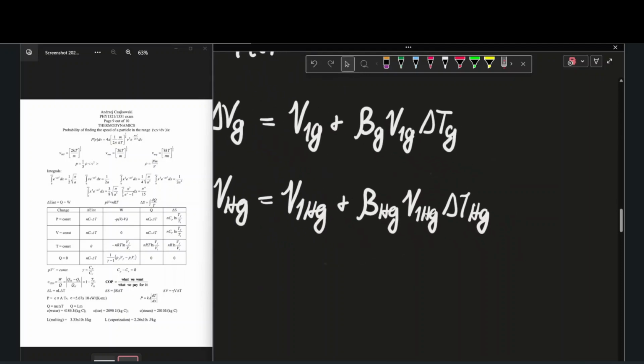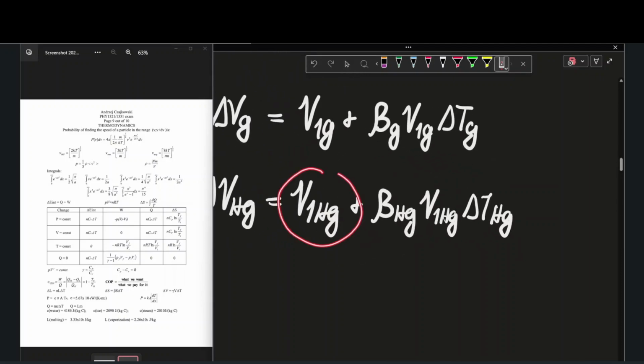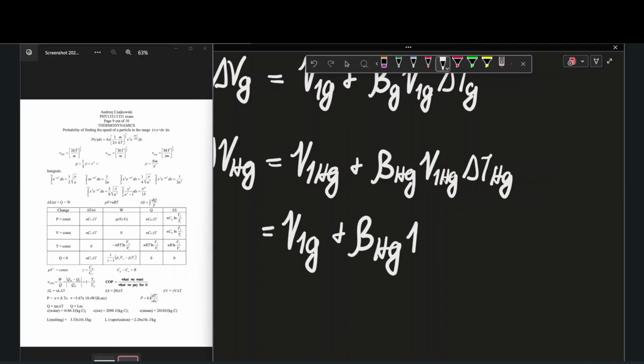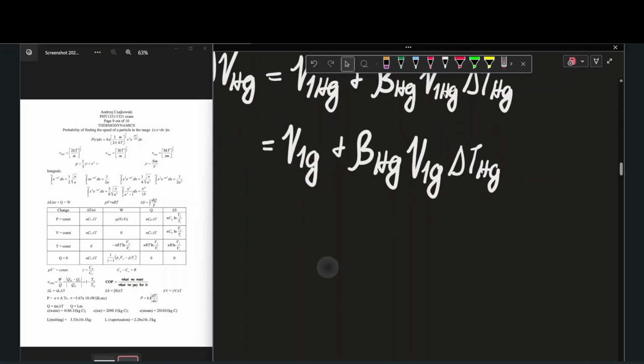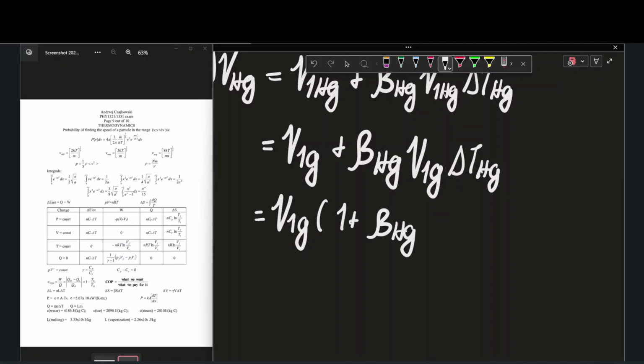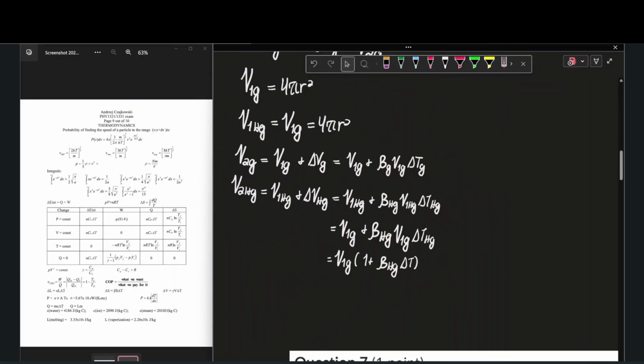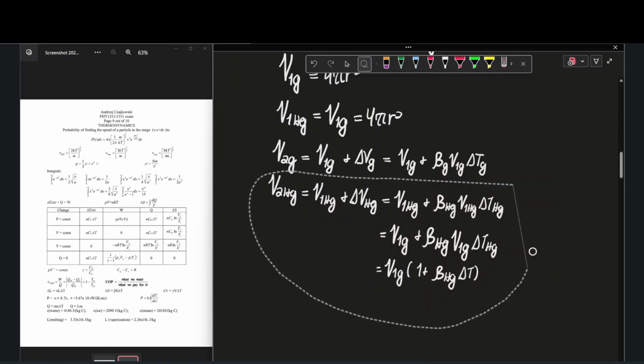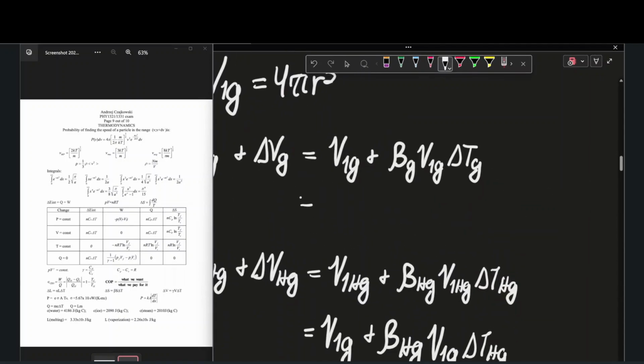Cool. And now we also know that the initial volume of mercury is the same as this. So we also get that V1 glass plus beta of mercury times V1 glass times the change in temperature of mercury. So we'll simplify this again: V1 glass times 1 plus beta of mercury times the change in temperature. All right, and this is what we can simplify. This becomes the initial glass times 1 plus beta of glass times the change in temperature.